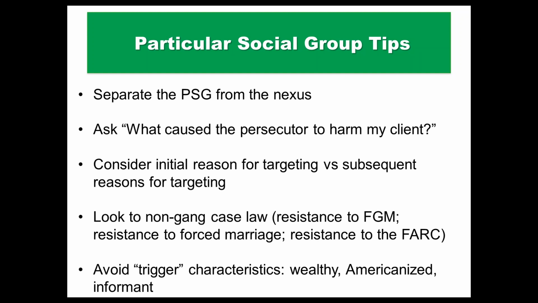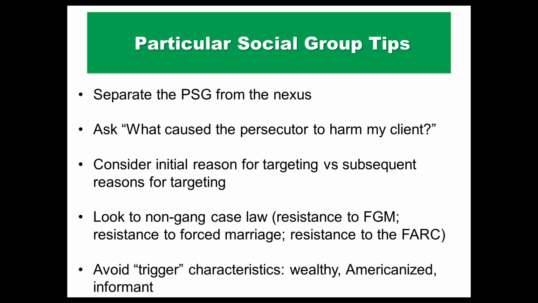And look again to other case law. And again, this is all a part of showing our adjudicators that these are cases that fall comfortably within existing case law that recognizes eligibility for asylum. So if we look to female genital mutilation cases, if you look to Matter of Kasinga from the Board of Immigration Appeals, which says young women from a particular tribe who refuse to submit to the practice of FGM should be recognized as a particular social group.